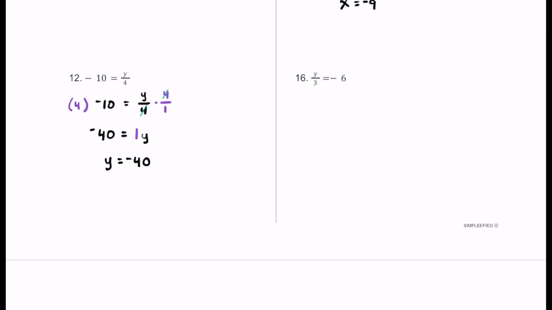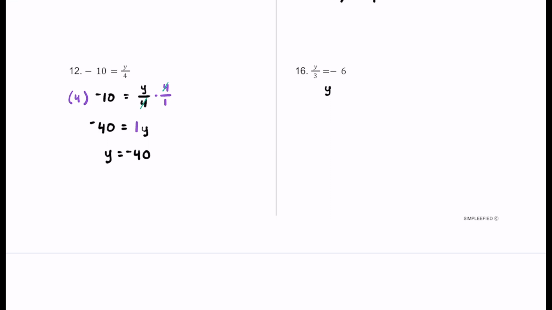Finally, for number 16, this last problem here, we have y divided by 3 is equal to negative 6. Okay, so how are we going to get 1y? Well, the 3 on bottom we need to deal with by multiplying by 3 on top. Remember, with fractions, if you have the same number on top and bottom, they cancel each other out. So 3 over 3 are just going to cancel out to make 1, or 1y. So the coefficient for y will be 1, which is what we're looking for.